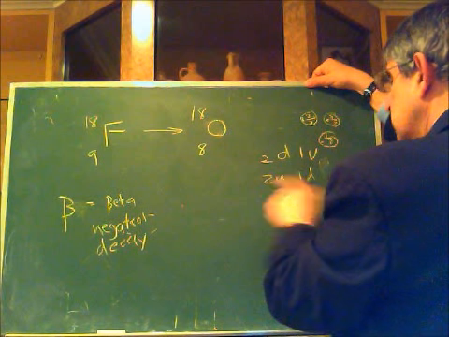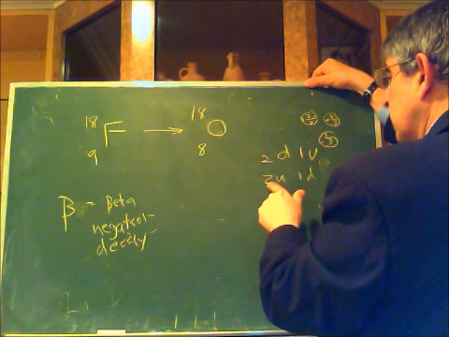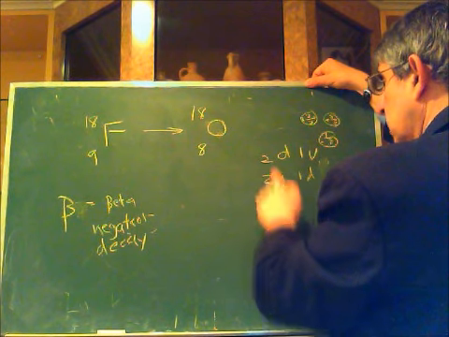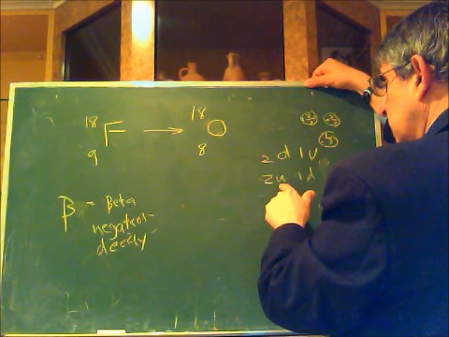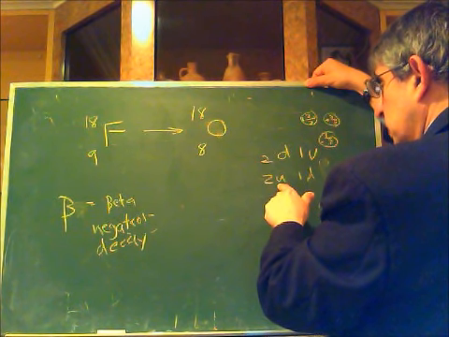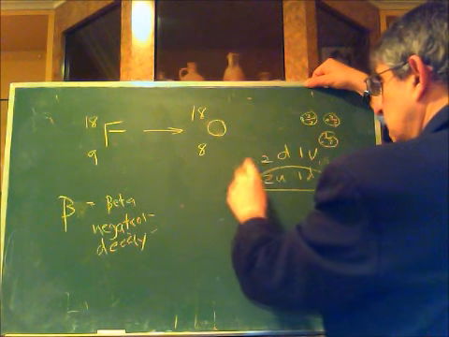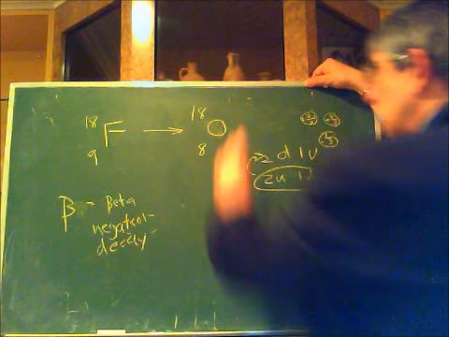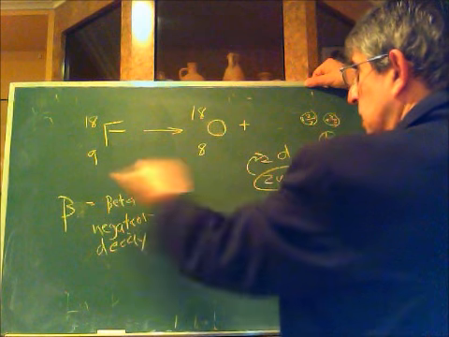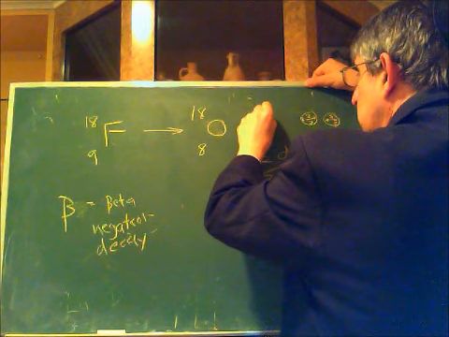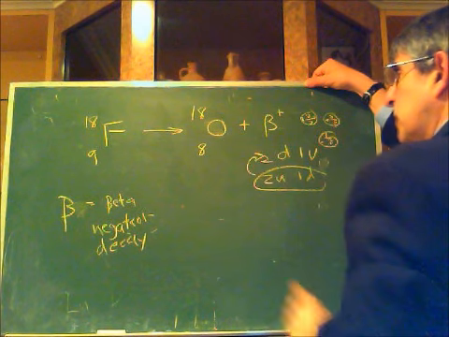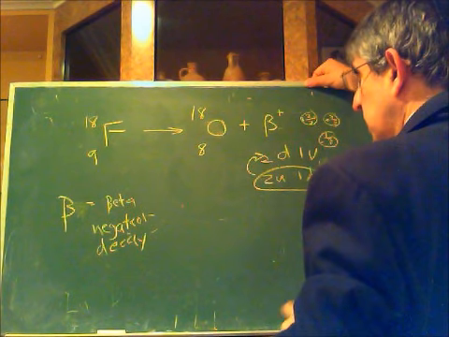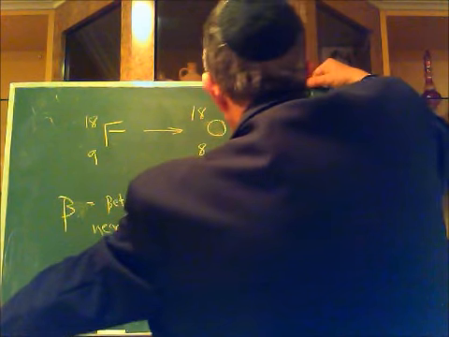Now in this case, we're going to go the opposite way. We're going to go from 2 up, 1 down, and flip that to get 2 down and 1 up. So we're converting a proton into a neutron. In doing that, this still has to balance out. Now if we put the beta back in, we have to show that it's actually a positively charged particle called a positron.